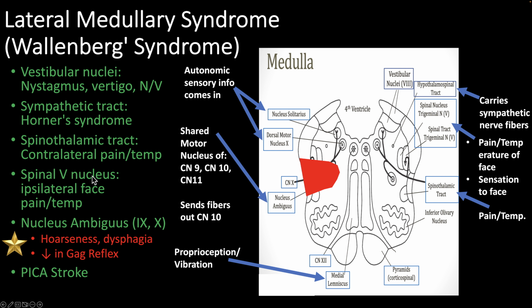But the biggest one is the nucleus ambiguus. Remember how I mentioned it here? It's literally right there. What you're going to see in patients, and I actually had a patient last week, he had a problem with hoarseness and dysphagia and a decrease in his gag reflex. And this is a telltale sign that you're looking at a lateral medullary syndrome. This is clinically important, test important, really important. And the infarct area is going to be the posterior inferior cerebellar artery, right?